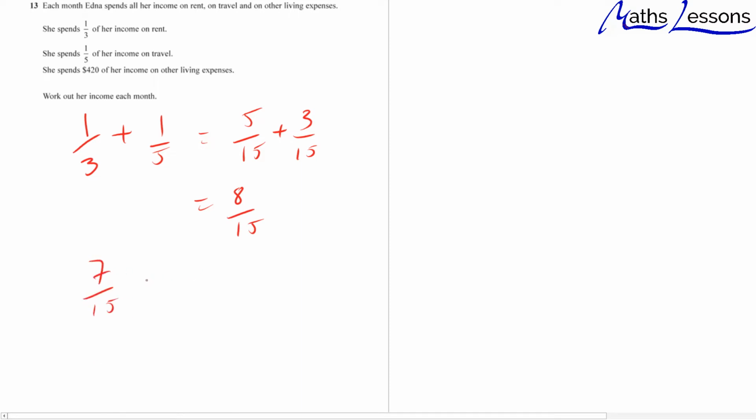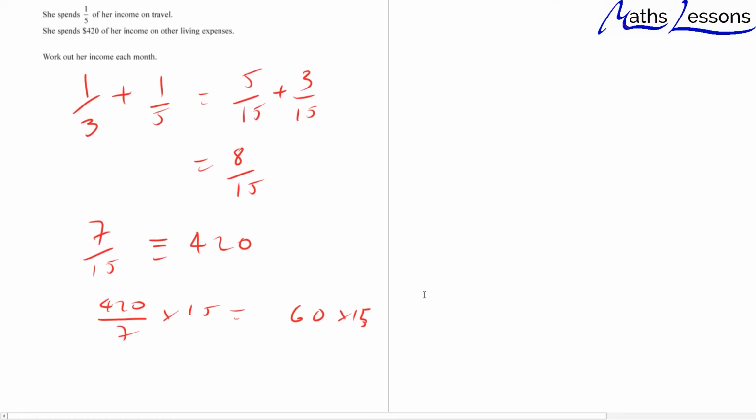And the 7/15 is equivalent to the 420. So the way we can find that out is we divide by 7 and times by 15 to get the amount. 420 divided by 7 equals 60. So we have 15 lots of 60. 10 lots of 60 is 600, 5 lots of 60 is 300, so we will get $900 together. So if you know what you're doing, definitely a lot quicker than 3 minutes.